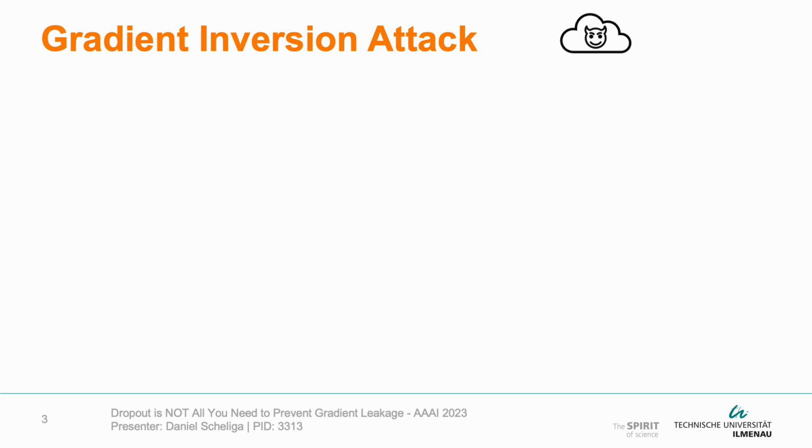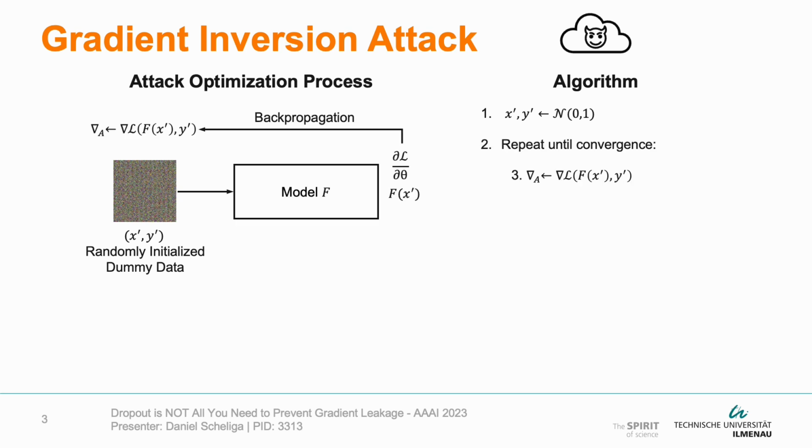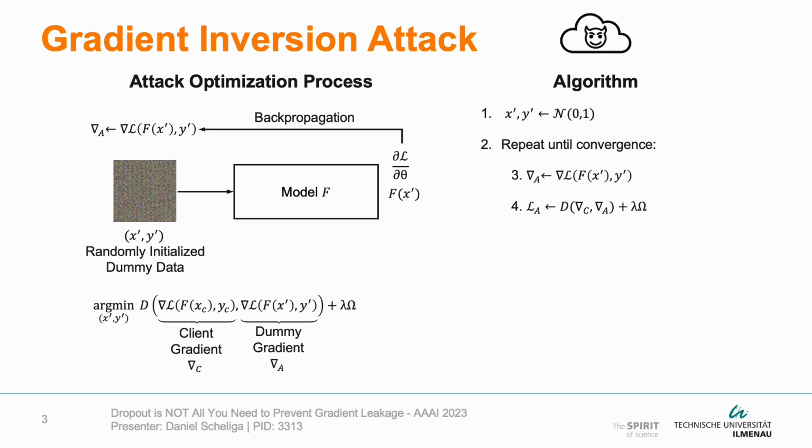So as you hopefully remember, the attacker aims to reconstruct the training data of a client with the knowledge of the model state and the local training gradients. To do this, the attacker first randomly initializes some dummy data. The dummy data is forwarded through the model to calculate a dummy training gradient. The goal of the attacker is then to iteratively adjust the dummy data so that the dummy gradient matches the training gradient of the client.